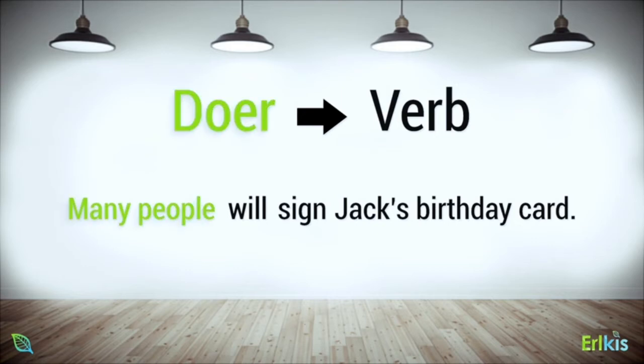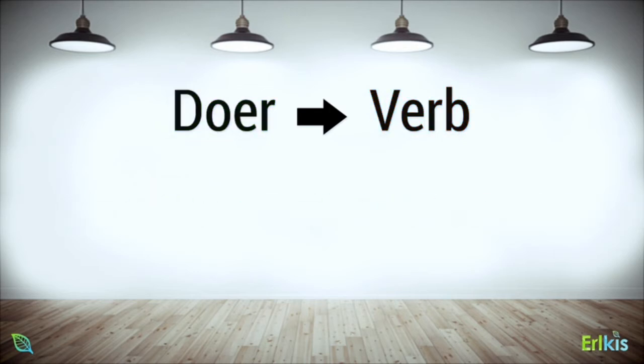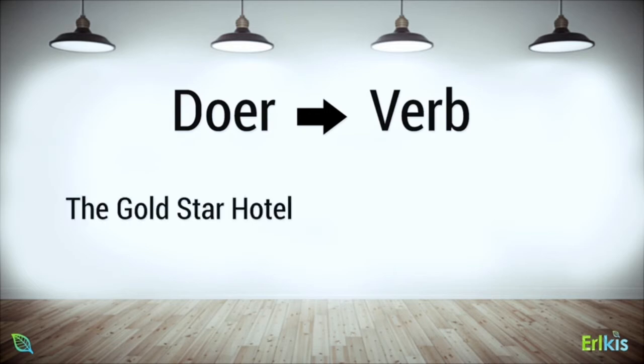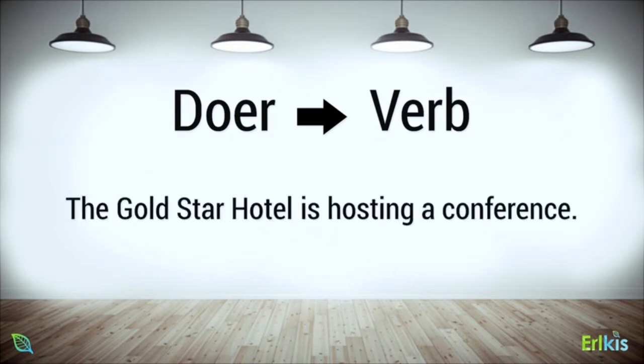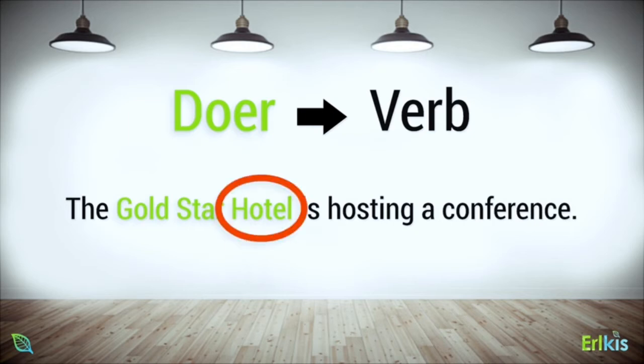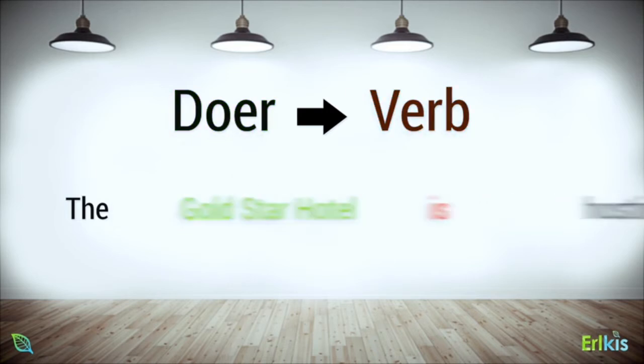Now, who will sign the cards? Many people. Okay? And our verb there is sign, indicated in red ink. So it is the people that are doing the action. In another example, the Gold Star Hotel is hosting a conference. Now, who is the one who is hosting a conference? Of course, Gold Star Hotel. Okay? While our verb there is hosting.